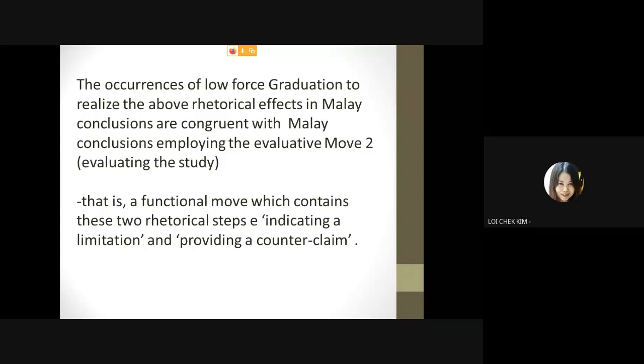The occurrences of low force graduation to realize the above rhetorical effects in Malay conclusions are congruent with Malay conclusions employing the evaluative move two, which is evaluating the study. Now, move two is a functional move which contains these two rhetorical steps, namely indicating a limitation and providing a counterclaim.